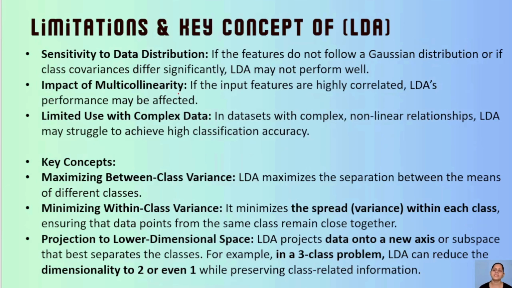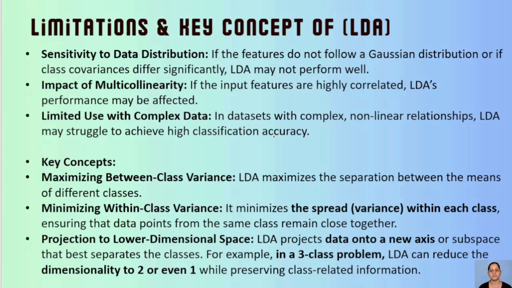Then what are the limitations and key concepts? Again, when we are considering any algorithm, there will be some limitations, right? Not everything is perfect in this world. So those limitations are going to be sensitivity to data distribution. When we consider the distribution of data, it must follow a Gaussian distribution. If it does not, LDA will not perform well in those cases. Then multi-collinearity of features.